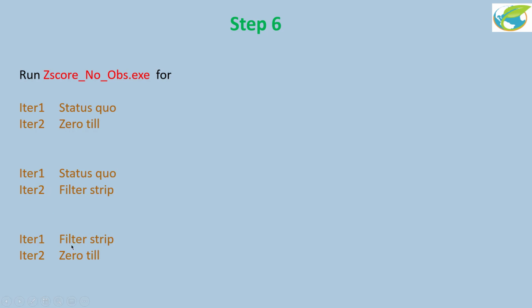And then in the next run, you do an iteration with exactly the same parameters, right? You don't need to change the parameters. It's not a calibration procedure here. It's just comparing the differences. So you run with filter strip and zero till to see if there is a difference between them. With these runs, you can do a lot of analysis. I will talk about some of them.